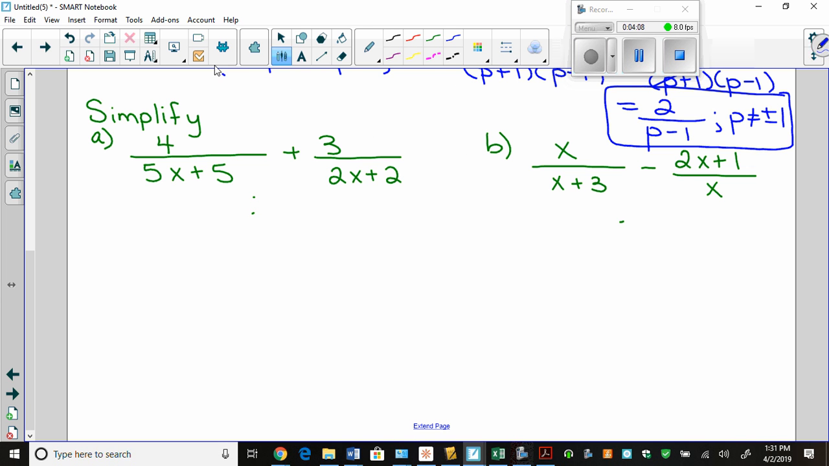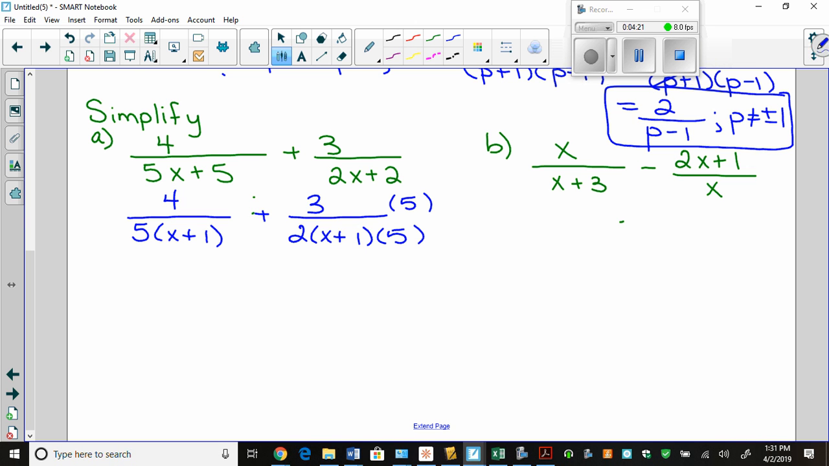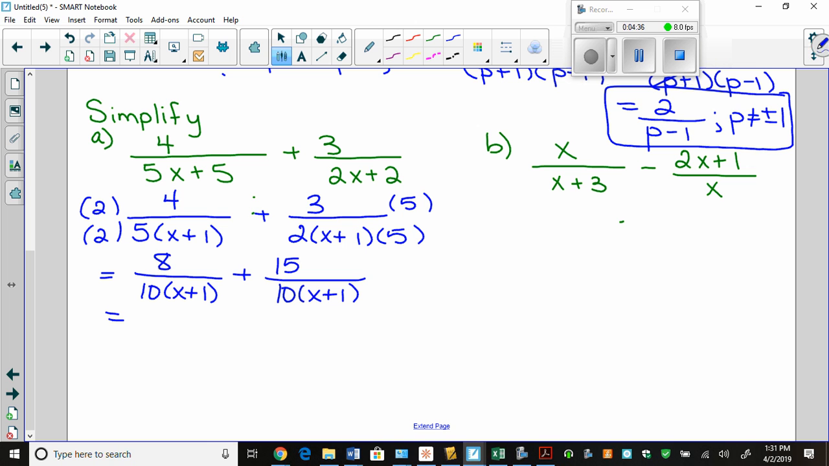So here we can take the 5 out. So we're going to be left with 4 over 5 times x plus 1, plus 3, and we can take a 2 out, and then we're left with x plus 1. Then all we have to do is multiply this one by 2, and this one by 5. So I'm going to be left with 8 over 10 x plus 1 plus 15 over 10 x plus 1. And then I get 8 plus 15, which is 23 over 10 x plus 1. X cannot equal negative 1.